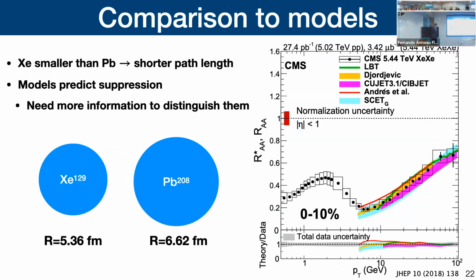So I actually did another measurement of a very similar observable, but in xenon-xenon collisions. In xenon-xenon collisions, the ion is a little bit smaller. So you expect, since you go through a little bit less quark-gluon plasma from the smaller ion, you get less quenching. That's indeed what we saw.